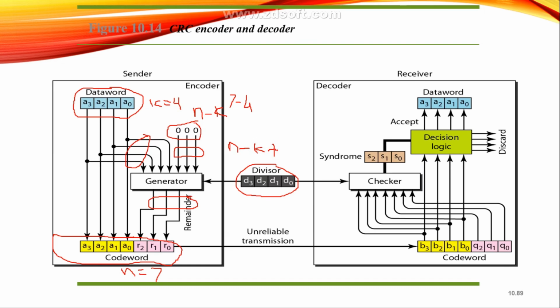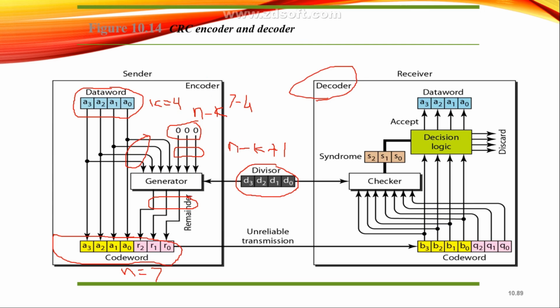So it means 3 plus 1, it is what? 4, because n minus k is 3 plus 1, it is 4. And remember guys, this divisor is always predefined and agreed upon by some rule. And this divisor has been used by the encoder as well as by the decoder.